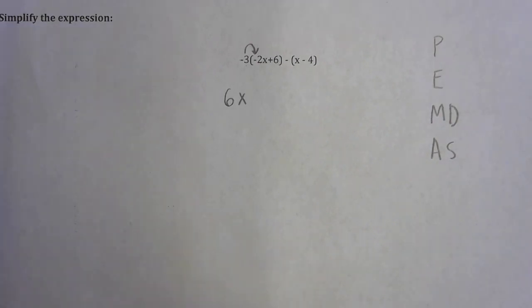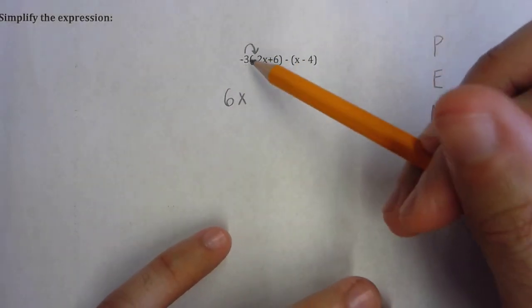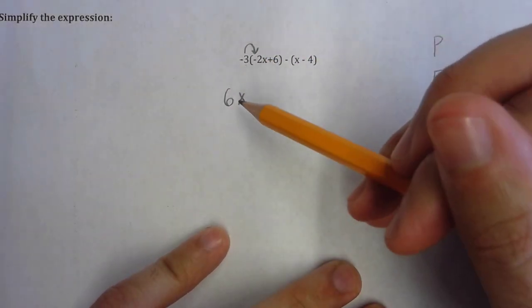To be very successful in this unit, you must review your content from unit 3 with rational numbers. Understanding your operations with negative numbers is extremely important with this unit, so you might have to refer back to that. So -3 times -2x is equal to 6x.